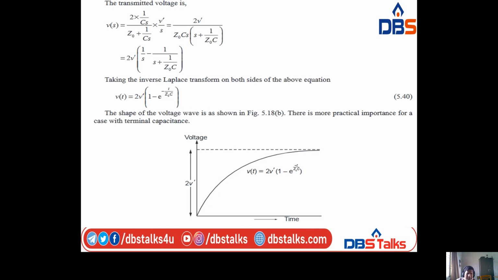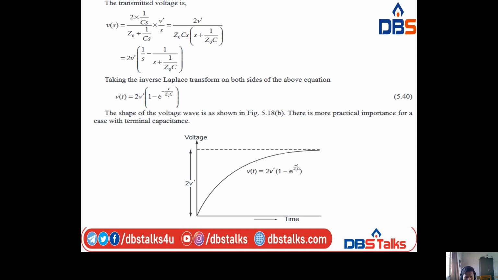After taking the inverse Laplace transform on both sides of the above equation, V of t is equal to 2V' times the inverse Laplace transform of 1/S, which is 1, minus the inverse Laplace transform of 1/(S+A), which is e^(-at), that is 1 minus e^(-t/(Z0 C)). So V of t is equal to 2V' into (1 minus e^(-t/(Z0 C))). So this is the transmitted voltage.